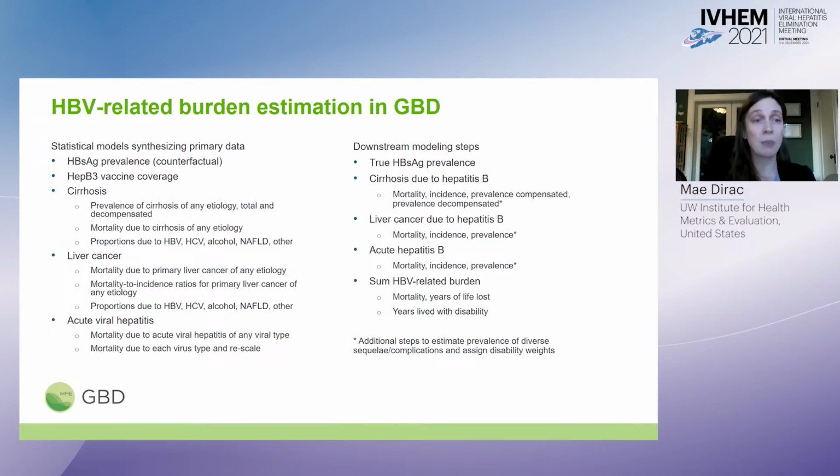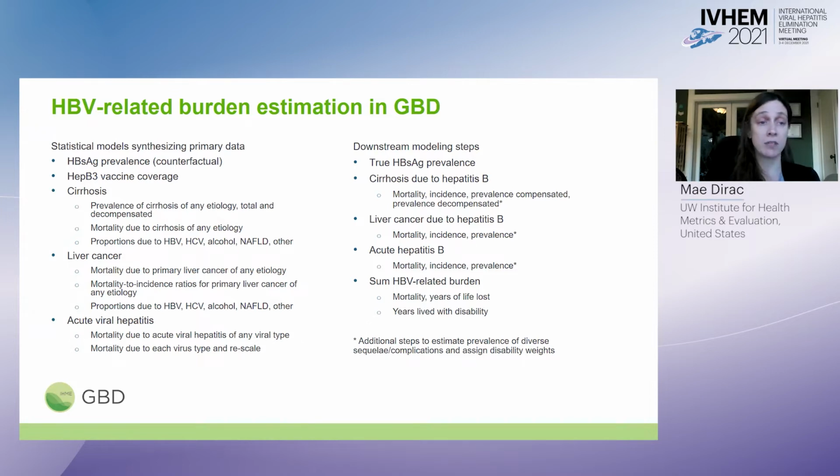I'll simply point out that we have statistical models that synthesize primary data sources for hepatitis B surface antigen seroprevalence, hepatitis B 3-dose vaccine coverage in infants, the prevalence of cirrhosis, both total and decompensated, and mortality due to cirrhosis, which are models that don't take into account etiology, as well as models of the proportions of cirrhosis that are due to hepatitis B and other etiologies.